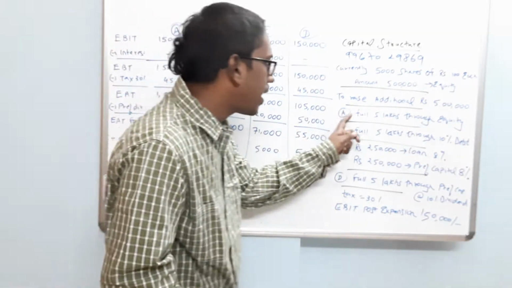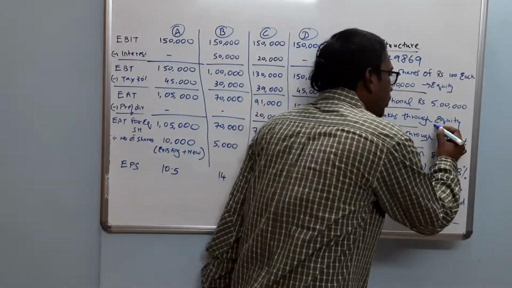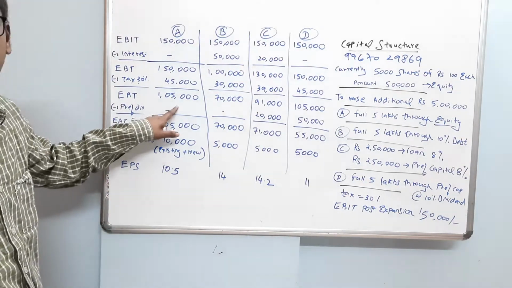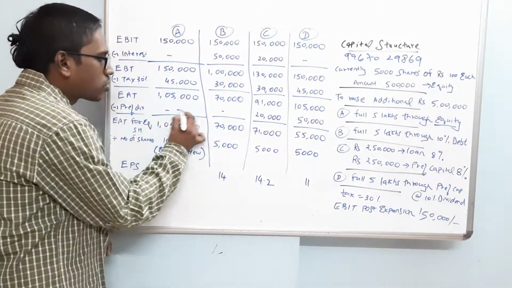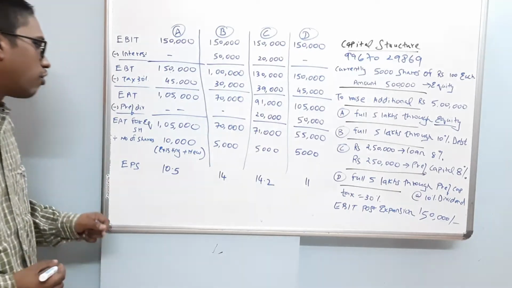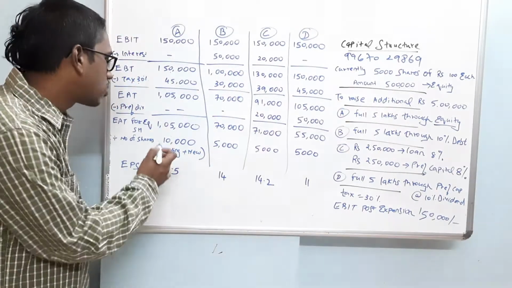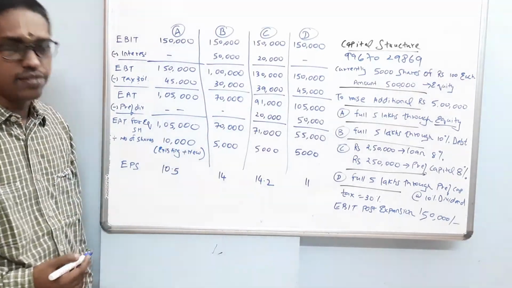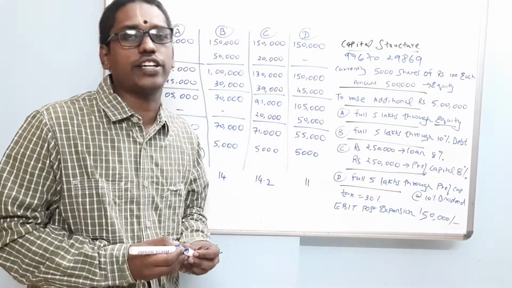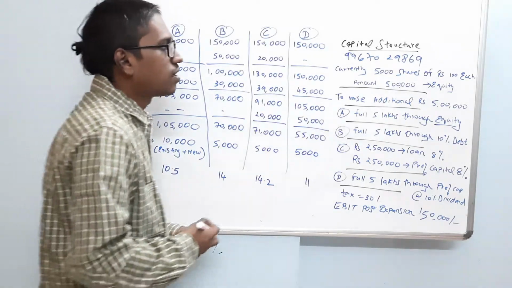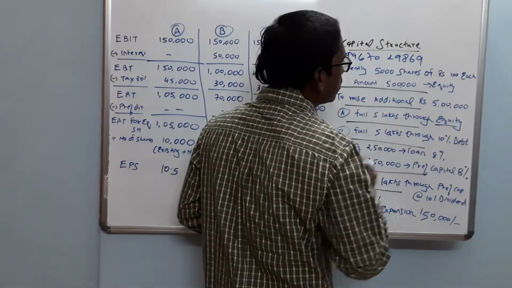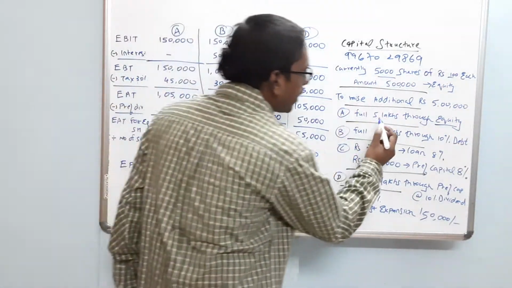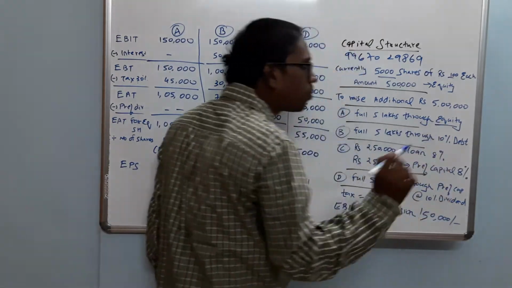Now in option A, we are raising the entire 5 lakh through equity. Since we are raising through equity, there is no preference dividend to be paid. Hence, preference dividend is also nil. Therefore, what is left for the equity shareholders is rupees 1,05,000. This 1,05,000 rupees will be divided amongst the equity shareholders. As it is, currently the company has 5,000 shares of 100 rupees each.